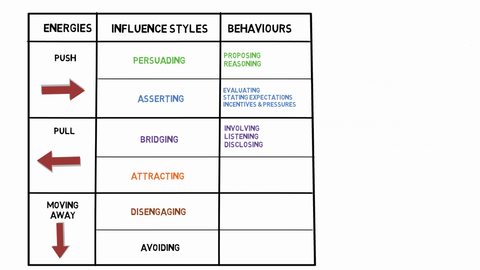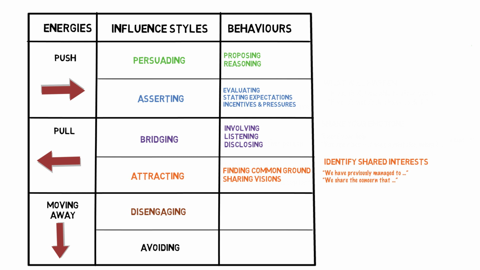Attracting, the we style, comprises two behaviors: finding common ground and sharing visions. You apply finding common ground to identify the interests, ideas, beliefs, and values which you share with the person whom you want to influence. When you apply finding common ground well, you enhance something specific which can support your collaboration. You can use phrases like, "We have previously managed to," "We share the concern that."